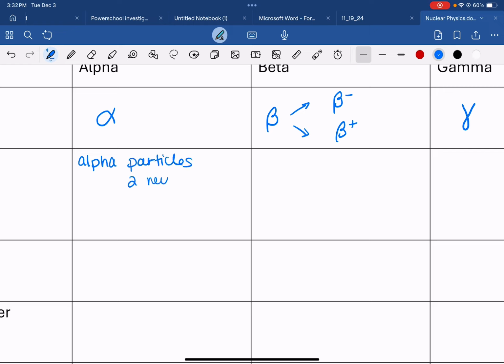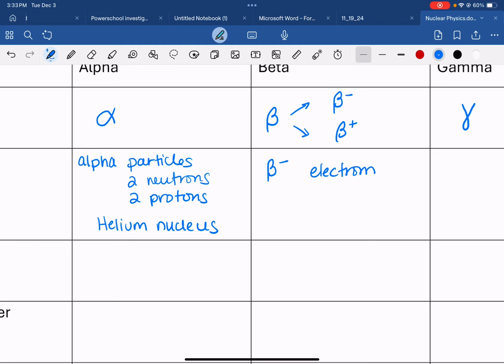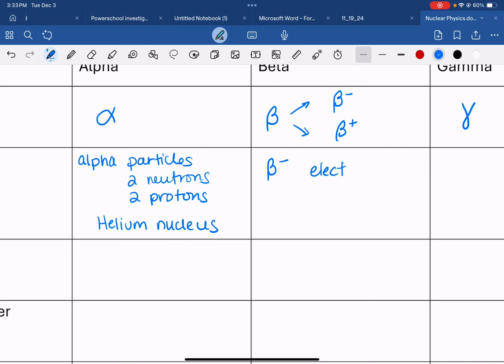It's 2 neutrons and 2 protons. Often it's called a helium nucleus in its description, because that's exactly what it is. It's 2 protons, 2 neutrons. Beta negative is radiation emitted by an electron from the nucleus. And we'll talk about that in a second.